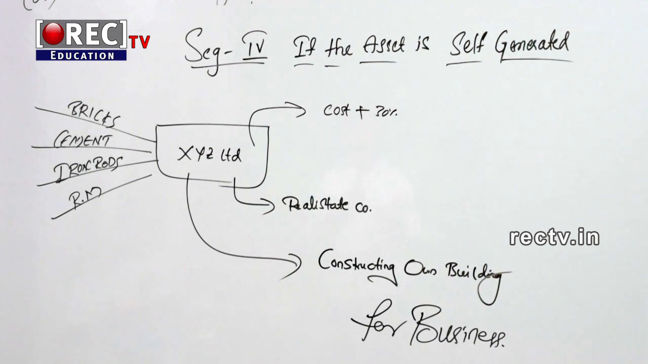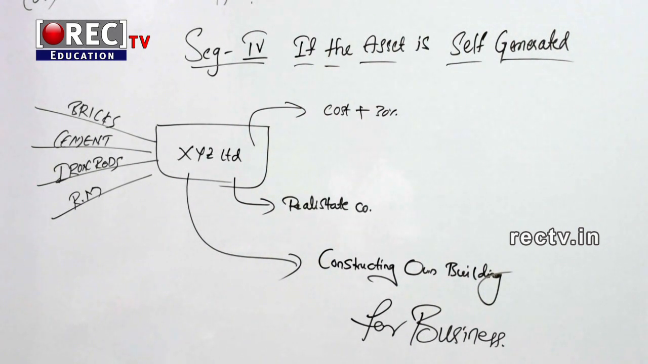Now XYZ Limited is constructing its own building for business. Let us see what this is. Here one should capitalize only cost, that is, one should not capitalize cost with profit. So the capitalization should be on a cost to cost basis. That is for his own business purpose, so he should capitalize the asset value on a cost to cost basis. The 30% that he takes as profit from others should not be capitalized for this transaction, because it is self-generated, that is, constructing its own building for business purpose.